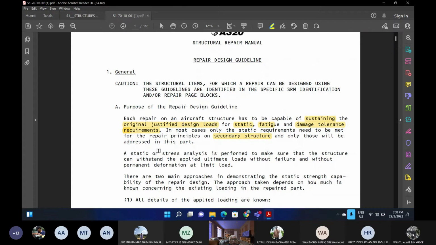A static or stress analysis is performed to make sure the structure can withstand the applied ultimate load without failure, without permanent deformation at the limit load. So first, you are required to do static stress analysis.